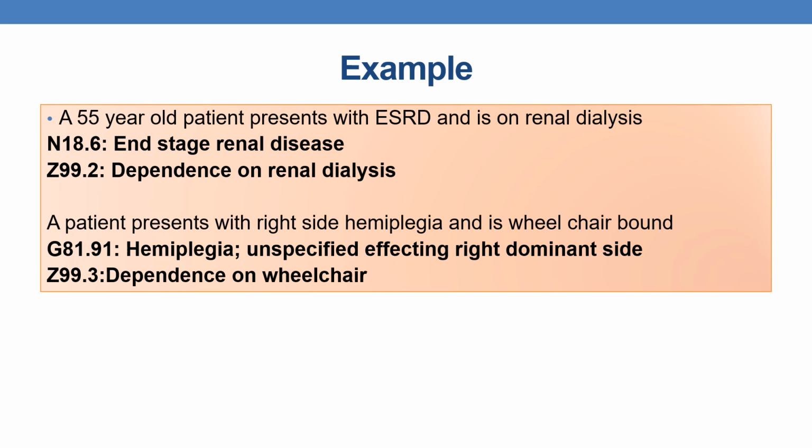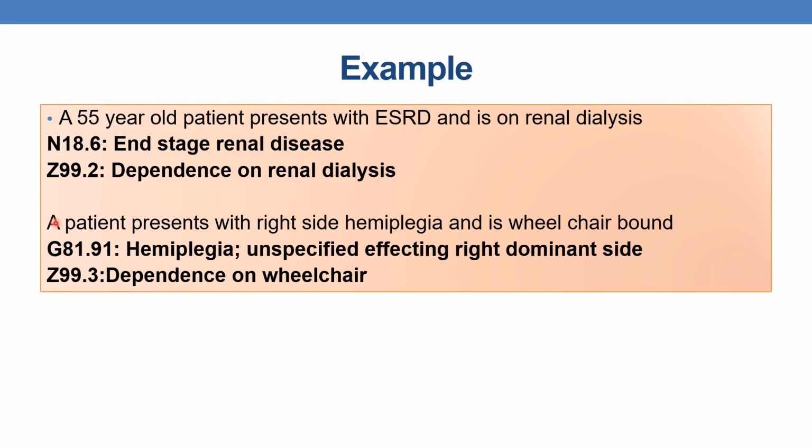Now let us see examples. The first one is a 55-year-old patient presents with ESRD, end stage renal disease, and is on renal dialysis. So here the PDX would be N18.6 to indicate end stage renal disease, followed by Z99.2 to indicate the dependence on renal dialysis.